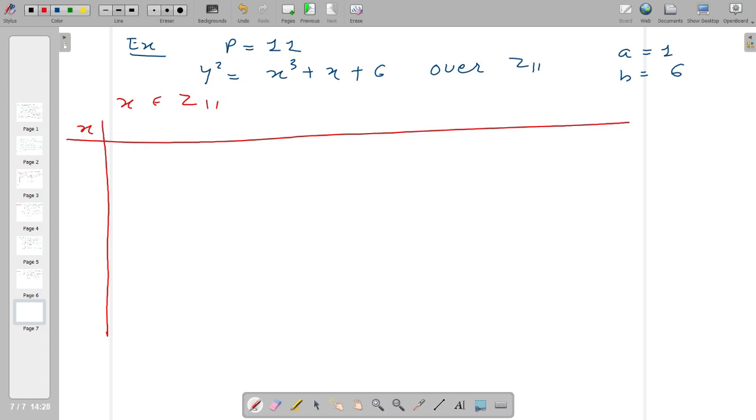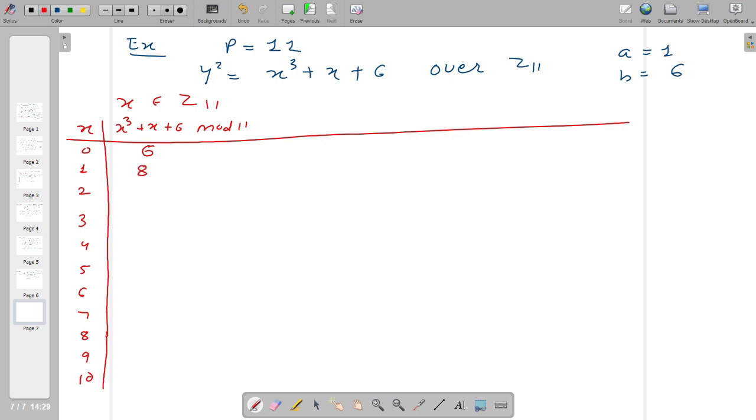Because x belongs to Z11, it will be 0, 1, 2, 3, 4, 5, 6, 7, 8, 9 and 10. This is the value of x. Now we are going to calculate y = x cube plus x plus 6 mod 11. When we calculate, it comes out to be 6, because the rest is all 0. Then 6 plus 7 plus 8 mod 11, it will be 8.